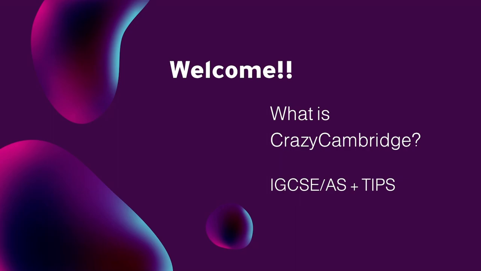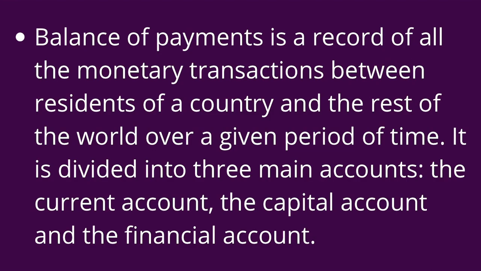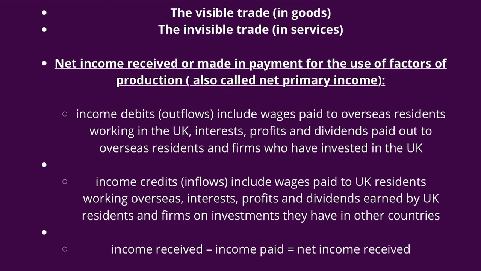I also provide tips. So, balance of payments is a record of all the monetary transactions between residents of a country and the rest of the world over a given period of time. It's divided into three main accounts: the current account, capital account, and financial account. Now, we're going to look at the current account.